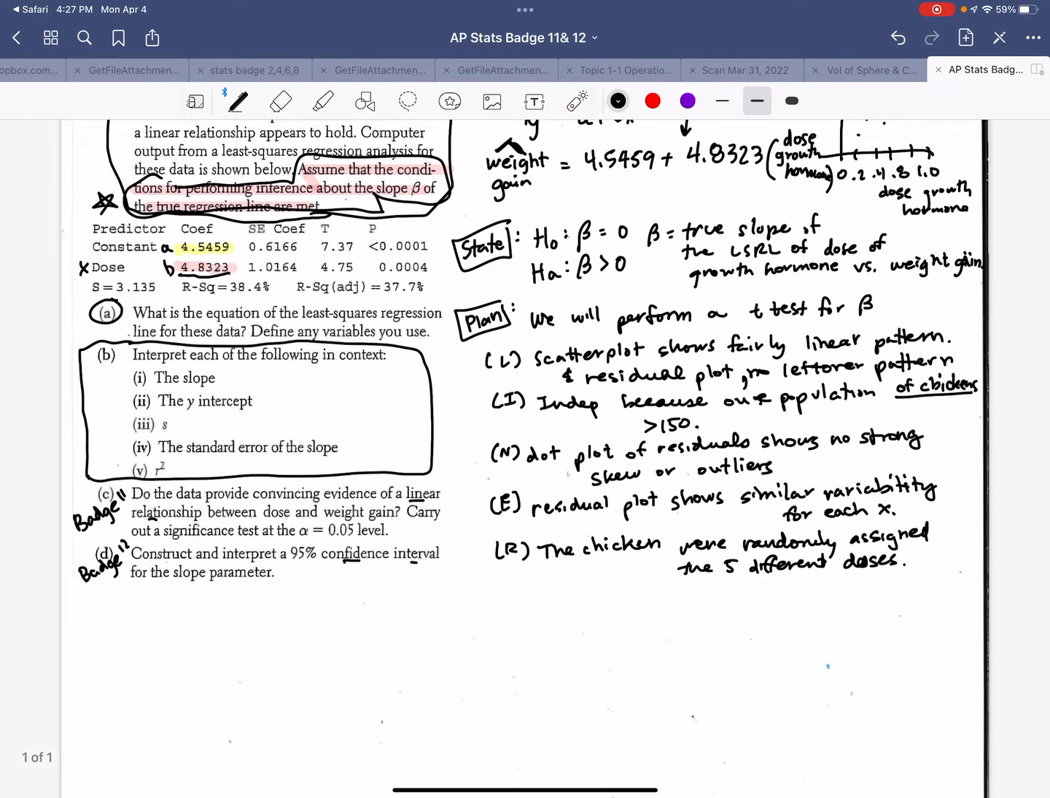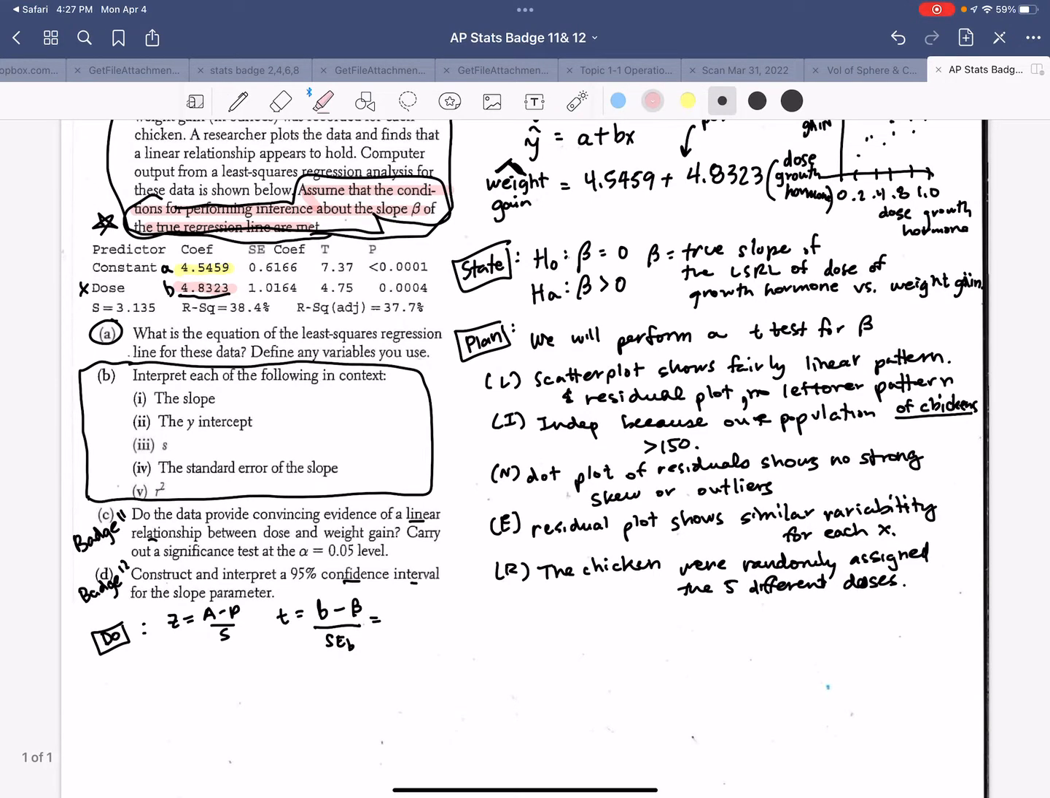Okay, state, plan. Now let's do our do. All right, so our general formula: t equals a minus b over s. The actual is your little b, and your predicted is your beta, over s sub b. And this comes out of our problem. Okay, so what was b? That was this, right? What is this other b?